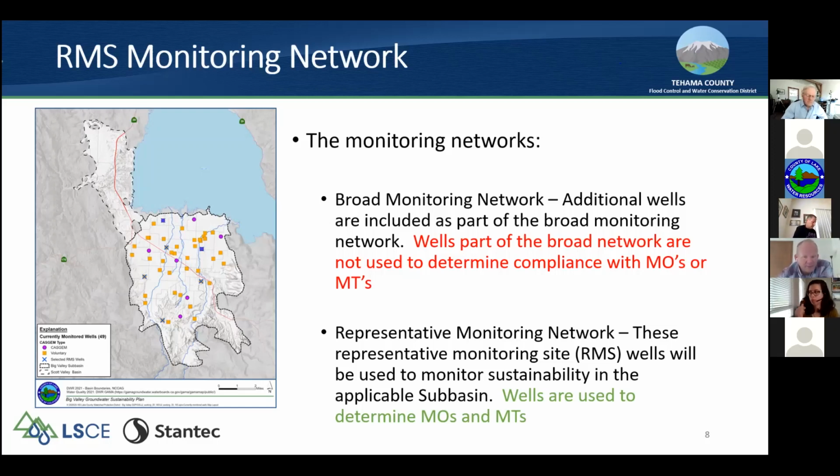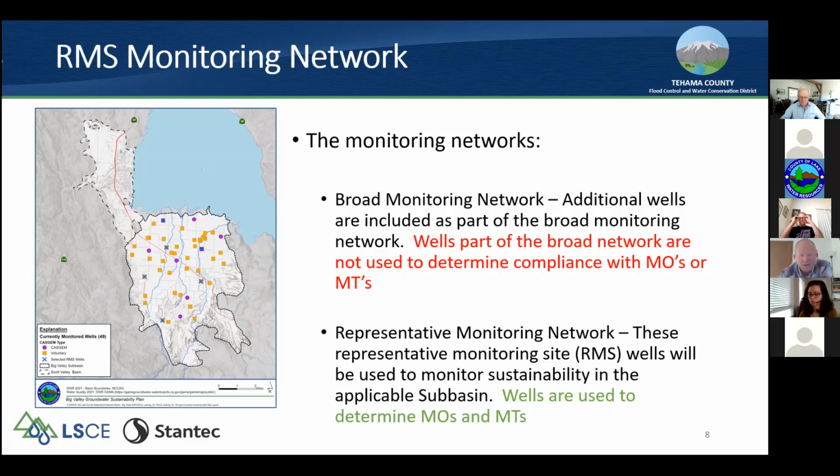But for the sustainable management criteria and for the groundwater sustainability plan, we need to develop what they call a representative monitoring network, or an RMS. We all love acronyms. So the RMS network is generally a subset of your broader monitoring network, and those are the wells where we're going to identify the MOs and MTs.